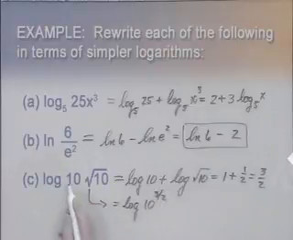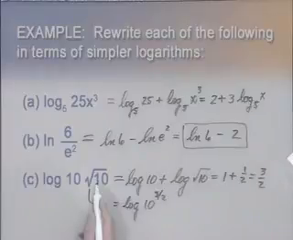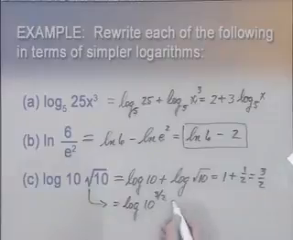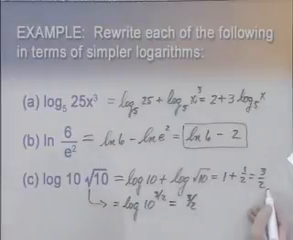You see, you're multiplying 10 to the first times 10 to the 1/2. And the rule says when you multiply like bases, you add the exponents. So 1 plus 1/2 is 3/2. And then the log of 10 to the 3/2 is 3/2. And there we have the same answer.